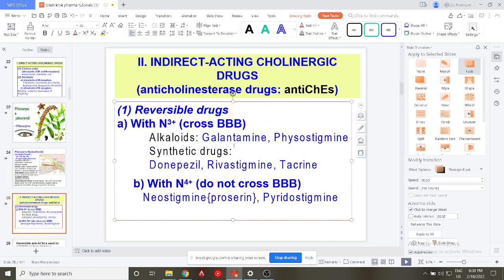So take note of the difference. Galantamine, physostigmine, neostigmine. Another name is proserine, so Krok can use proserine instead of neostigmine. Just remember the MINEs. These are anticholinesterase drugs.